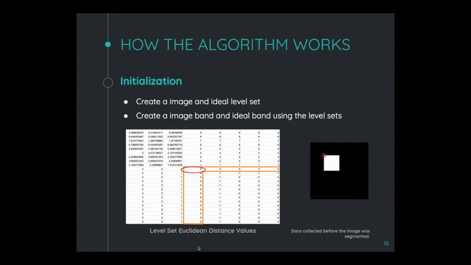In this image of the level set, the orange line indicates all pixels with a value of 0. The other pixels in the set are the Euclidean distances from each individual pixel to the nearest pixel with a 0 value. 2 bands will also be created on the image and ideal level set. A band is made up of a small range of values in the level set, and this band will represent the evolving curve.